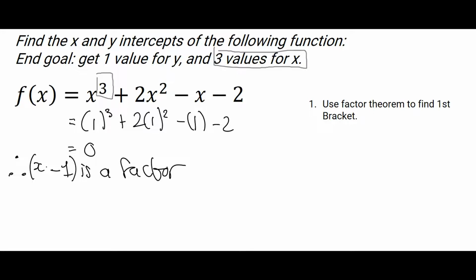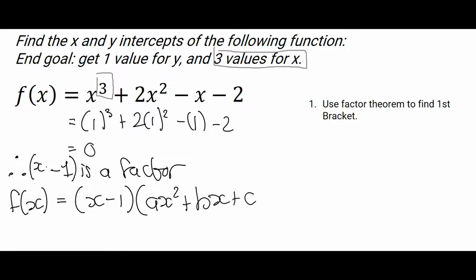What we're going to do now is write our slightly more factorized form, like so. x minus 1 is the first bracket, and once we've taken out one of the brackets of the cubic polynomial, we'll be left with a squared polynomial. Okay, so that's going to be ax squared plus bx plus c. And then to find the second and other brackets, this is what you're going to do.